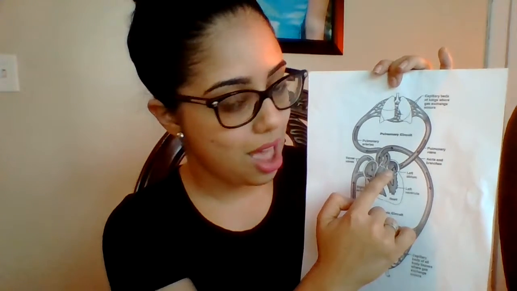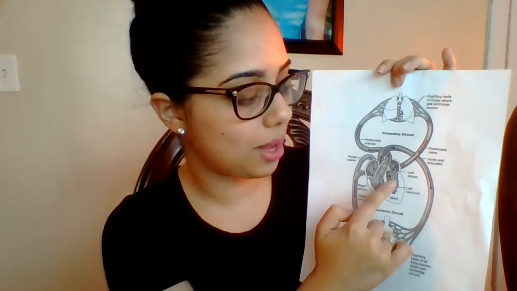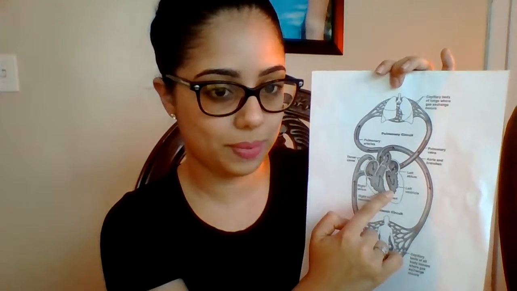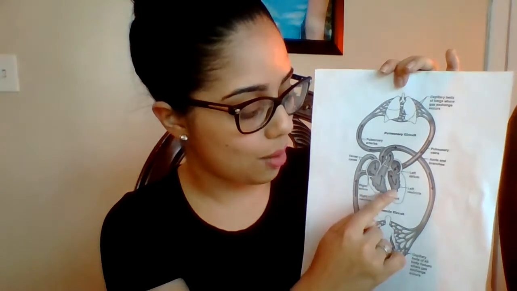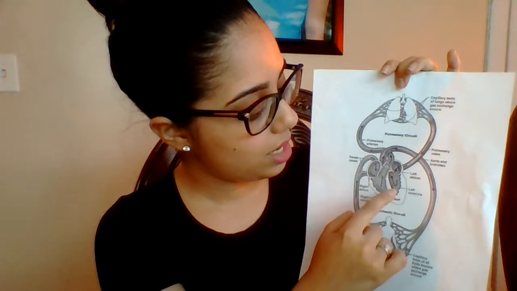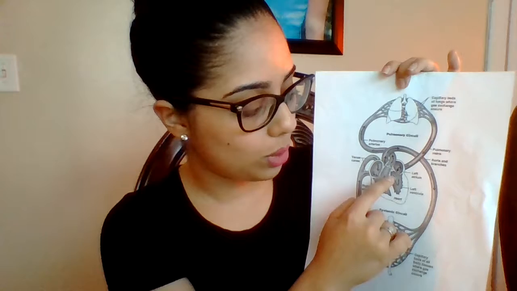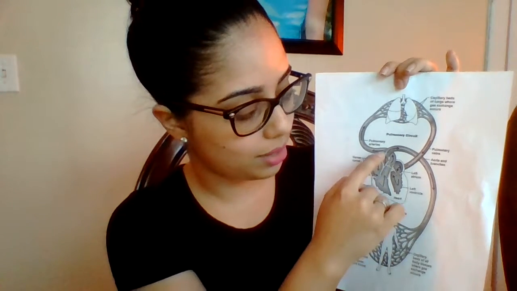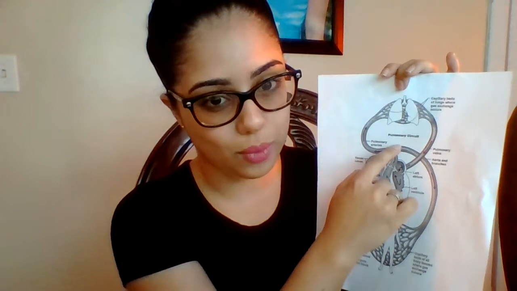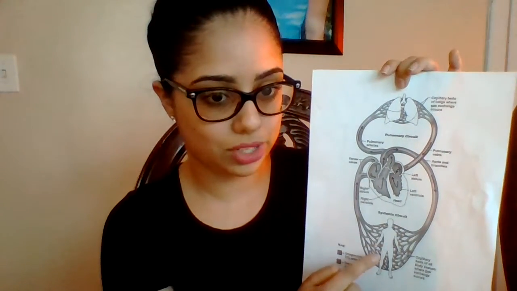Once the pressure builds up, the oxygen-rich blood will open up the mitral valve. So it will let the blood go into the left ventricle. That valve will close, and once the pressure builds up in the left ventricle, it will open up the aortic valve. So the oxygen-rich blood will leave the left ventricle and go out into the aorta, which is the main artery of the heart, and it'll flow into the systemic circuit.